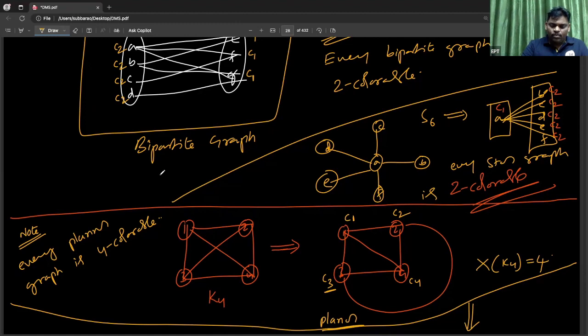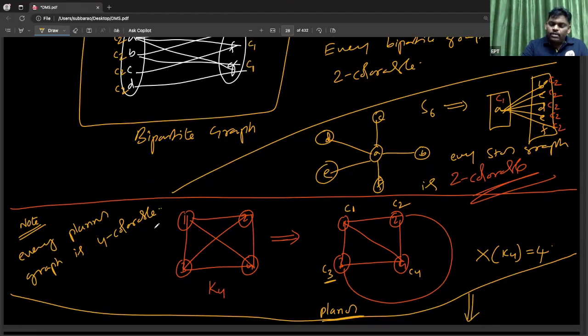Someone is asking me to explain this. Every planar graph is 4 colorable. More than 4 colors are not required if it is a planar graph. To satisfy this condition, first of all, it should be a planar graph or not? Please verify whether the given graph is planar. If it is planar, you can keep an upper bound: more than 4 colors are not required. You can keep the upper boundary, but I cannot say the lower boundary. Lower boundary, you have to check.